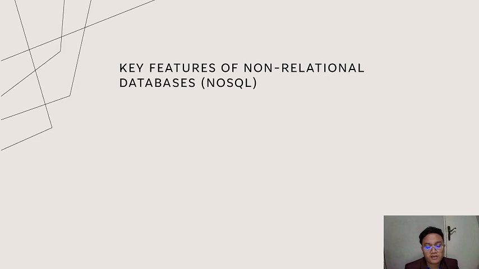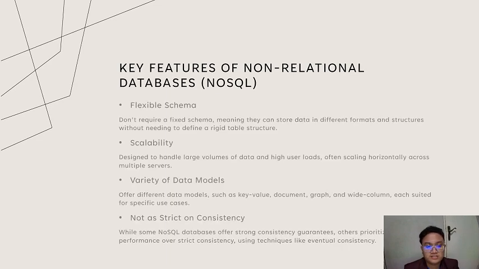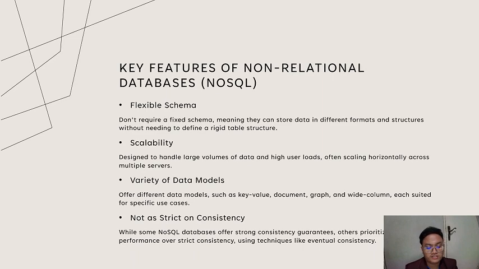Some key features that can be found in NoSQL databases are: the first one is flexible schema. NoSQL databases don't require a fixed schema, unlike SQL databases, meaning they can store data in different formats and structures without needing to define a rigid table structure. The second one is scalability. NoSQL databases are designed to handle large volumes of data and high user loads, often scaling horizontally across multiple servers.